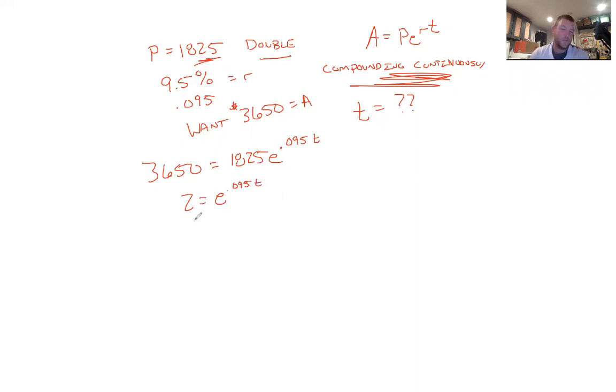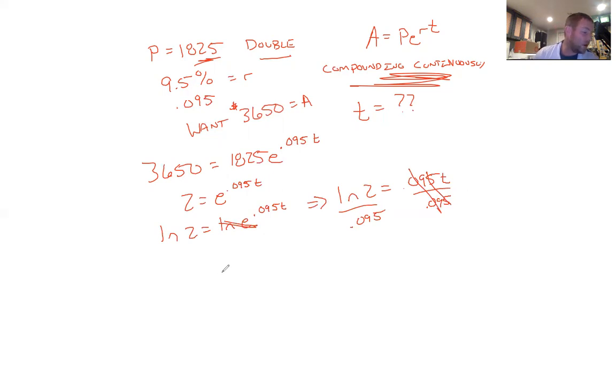What gets rid of e? Well, that's natural log. So natural log of 2 is equal to the natural log of e to the 0.095 T. And those cancel. So I get natural log of 2 is equal to 0.095 T. And if I want to solve it, I divide by 0.095 on both sides. And so I get ln of 2 divided by 0.095. And if you type that in your calculator, make sure you close off the parenthesis there before you hit divide.